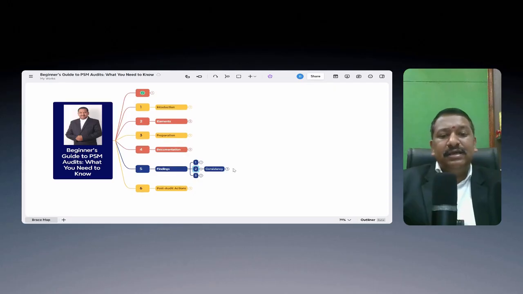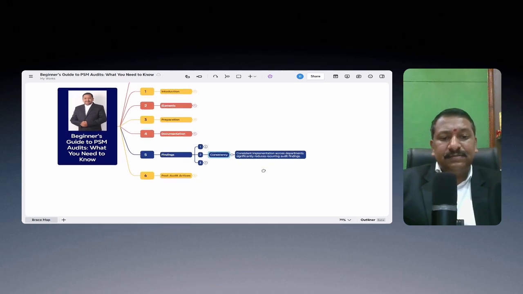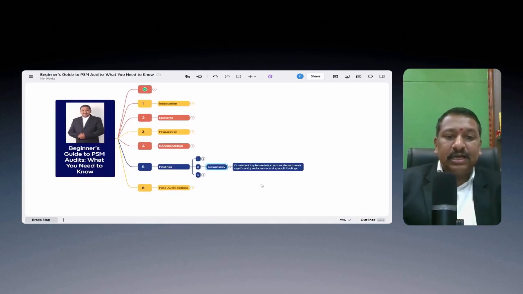The second element in the findings is consistency. Why consider consistency? Because consistent implementation across the departments significantly reduces recurring audit findings. If a particular audit finding related to the interlocks is consistently repeated, then it is understood that the proper closure of the implementation is not done. Consistent implementation across the departments is not done. In fact, it significantly reduces the occurrence of audit findings.